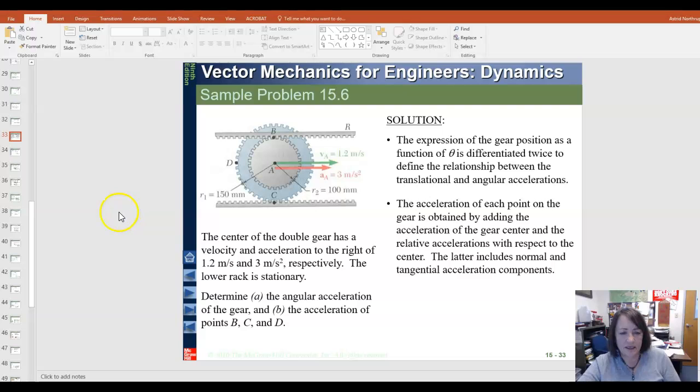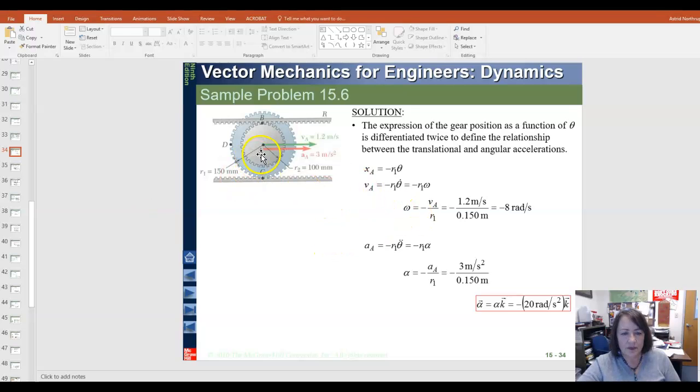All right, here's that gear problem that we keep coming up against, where we have a double gear, inner gear, outer gear, that spin at the same angular velocity, and we have a velocity, which is a translational velocity, and a translational acceleration. We want the angular acceleration, which is alpha, and the acceleration total of points B, C, and D. So once again, we're going to use this idea that the acceleration of B, C, and D is going to be the acceleration of A plus the acceleration of B with respect to A, the acceleration of C with respect to A, and the acceleration of D with respect to A.